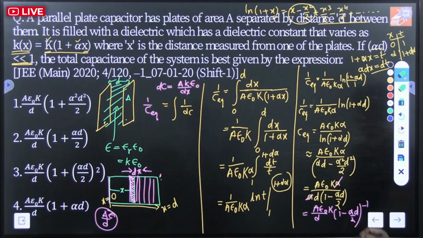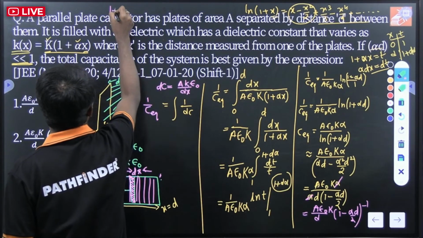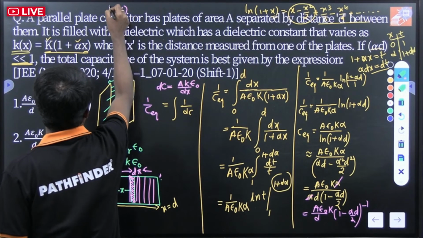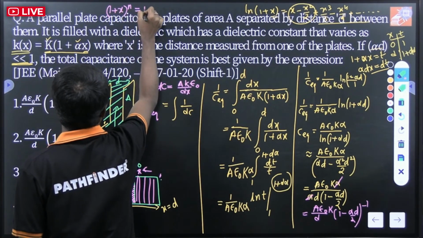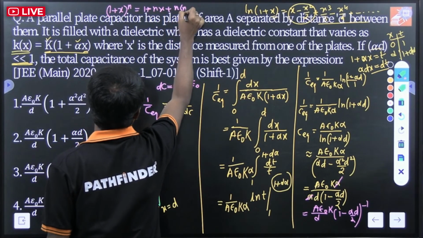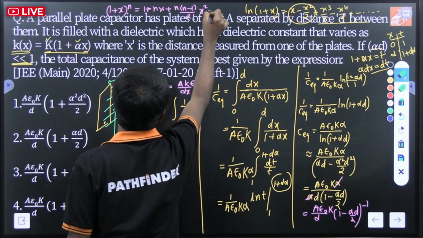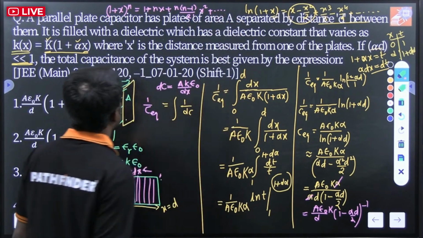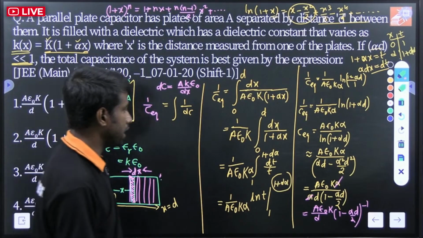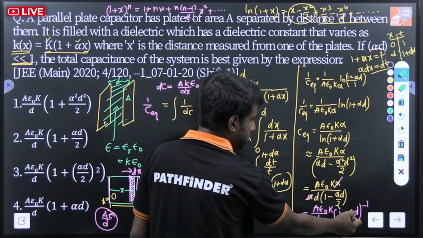Again we can expand this one using the binomial expansion. The binomial expansion is (1 plus x) power n equal to 1 plus nx plus n into (n minus 1) by factorial 2 into x square, and it keeps going like this. By using this we will take n equal to minus 1, and here we have this minus sign.